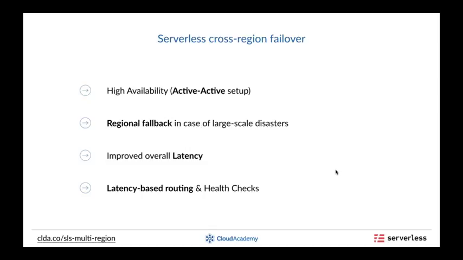And we'll use Route 53 for latency-based DNS record sets that can help us automatically monitor the health of our endpoints and automatically switch the DNS from one region to the other if one of the regions becomes unhealthy. So this all comes together.